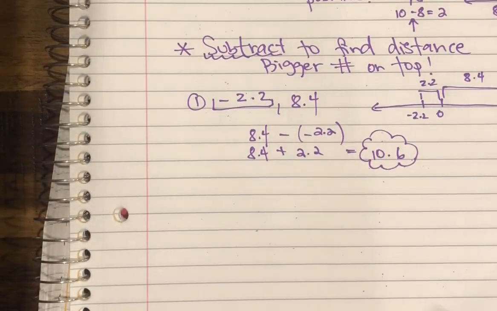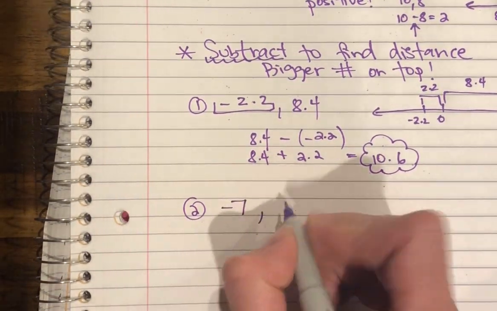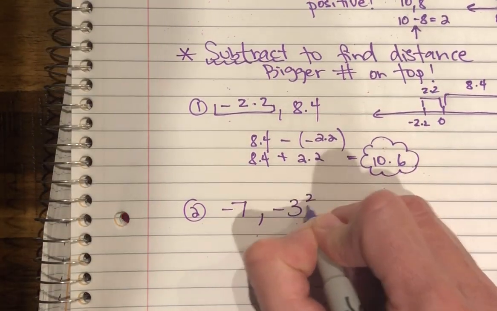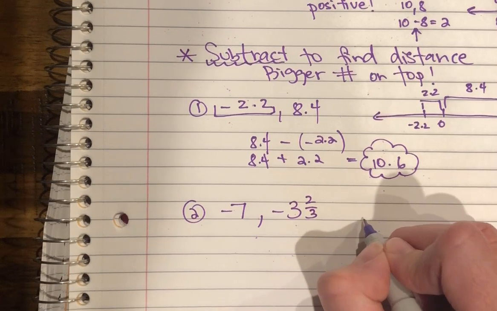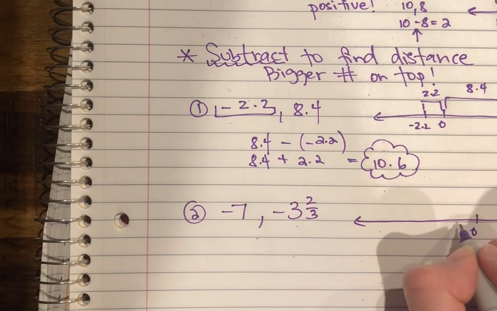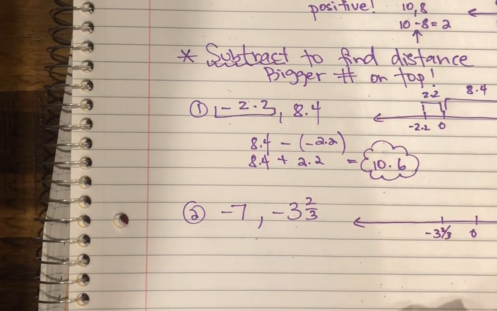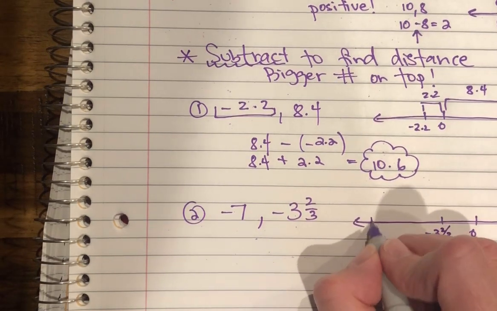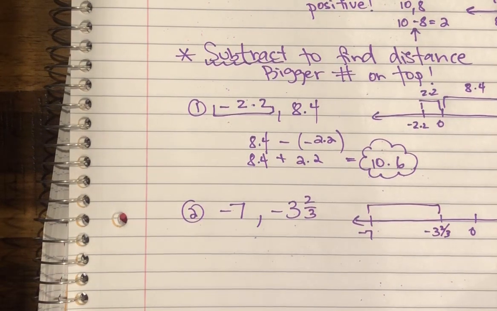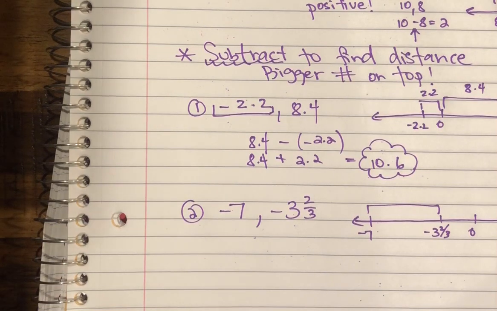Okay, last one, number 2 in this section. So now you're gonna be asked to find the distance between -7 and -3 and 2/3. So on a number line, you're gonna notice there's a little bit of a difference. They're both on the same side of 0. -3 and 2/3 would be somewhere in this neighborhood. My number line is not perfectly accurate. It's just to show you that this is the distance that we're looking for. Okay, so 0 is on the right and both of these numbers are on the left.